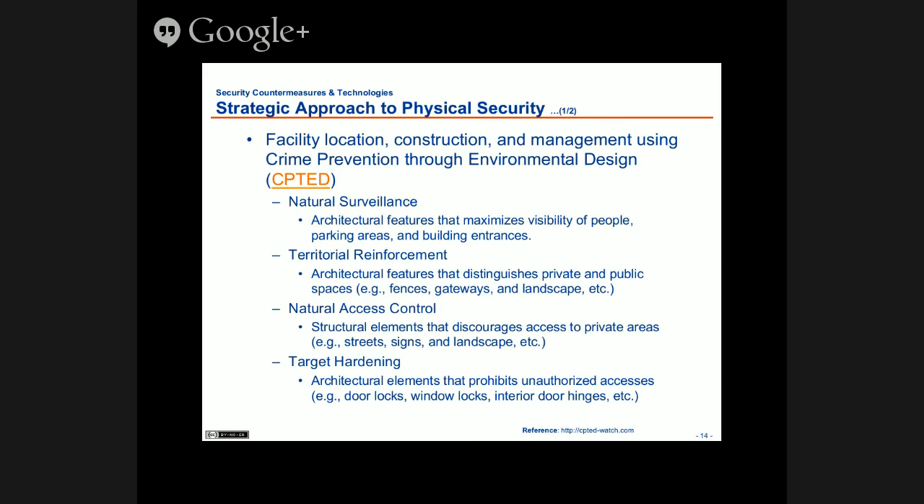So territorial reinforcement, basically these are architecture features that distinguish private and public spaces: fences, gates, landscape. Say you do a lot of work with the military, you notice that they always have areas that are available for the public. And then as you continue to move further, of course you have deterrent signs. And additionally, individuals that did not know they could not enter a particular area now know they can't enter. And so that's something else to think about.